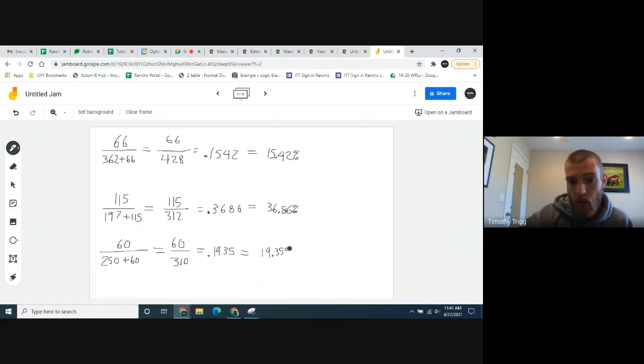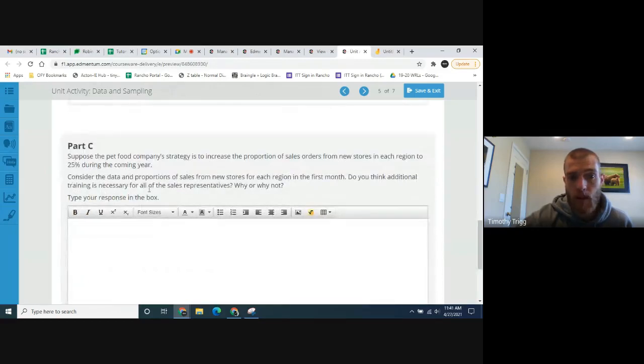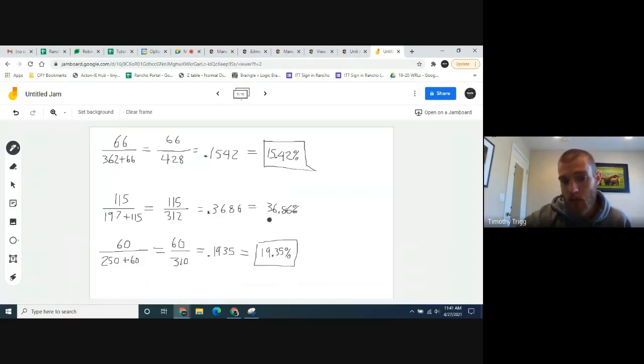Okay. Now the question said that they want 25% from new stores. So this region and this region, those are the Midwest and Northeast regions. They need to get more training to get the sales up to 25% from new stores. So the South region already met that goal, right? The South is already 36.86% from new stores, but the Midwest and Northeast need their numbers to come up. They need to get those percentages higher.